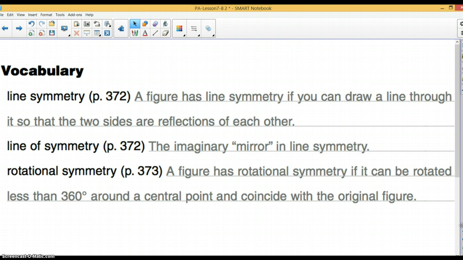Our last definition is rotational symmetry. A figure that has rotational symmetry, if it can be rotated less than 360 degrees around a central point, and coincide with the original figure. Now what it means to coincide is it means that everything lines up so that it looks like you have the same thing that you started out with.